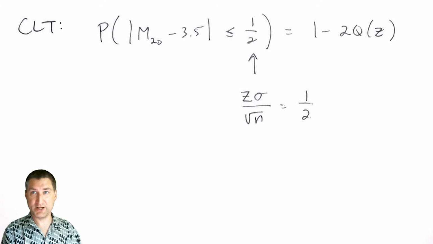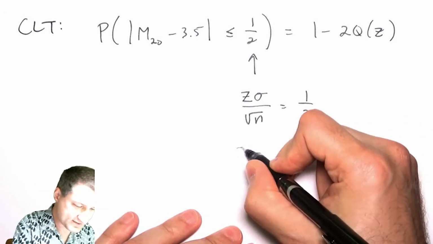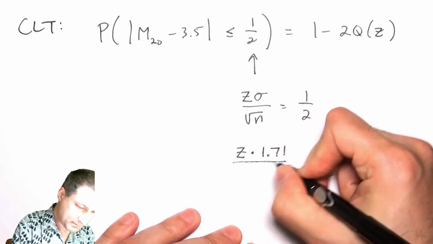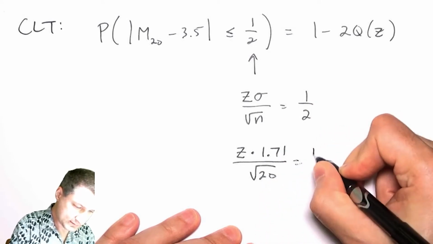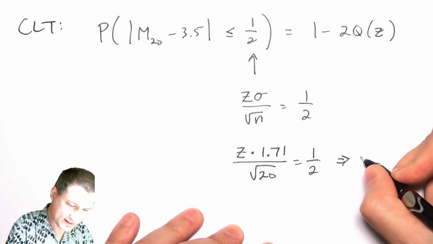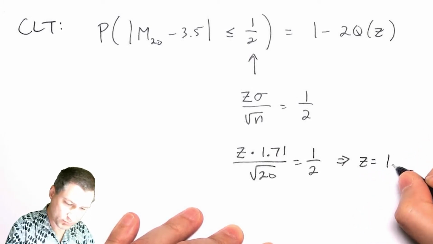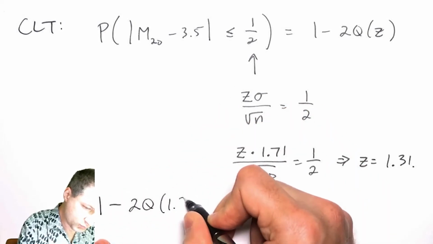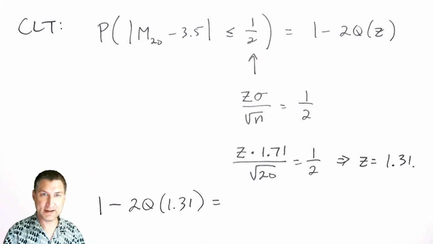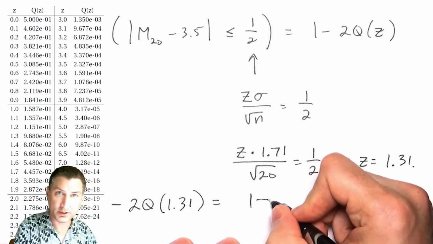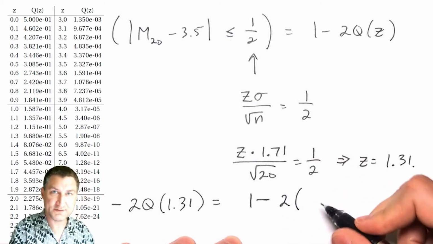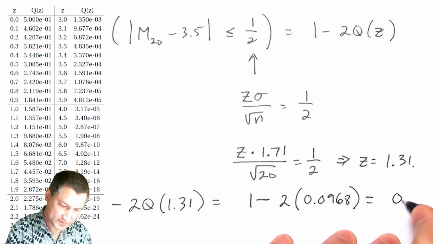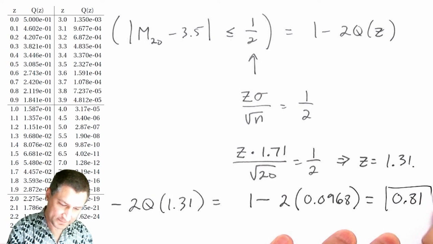So again, I have to go back and think about what I know and what I don't know. I don't know z. My sigma is 1.71, my n is 20. So I can do my computation and find out that z is equal to 1.31. So my more accurate bound would be 2 times Q(1.31), and then I go back to my table and read it off as approximately 0.0968. This answer turns out to be 0.81 approximately.